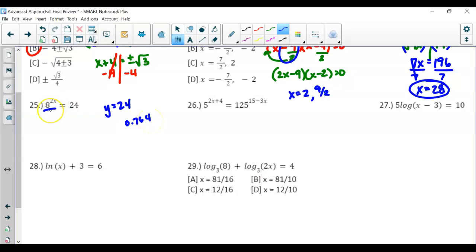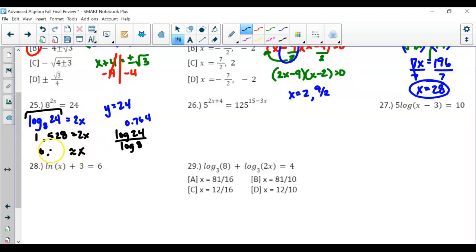So again, the exponent is by itself, so you write it as a log. So this is log base 8 of 24 is equal to 2x, your exponent. Because now notice, here you have change of base. So log of 24 divided by log 8. So now here you get about 1.528. That is equal to 2x. Divide by 2, and x is approximately 0.764. So notice how here it matches with our graph.